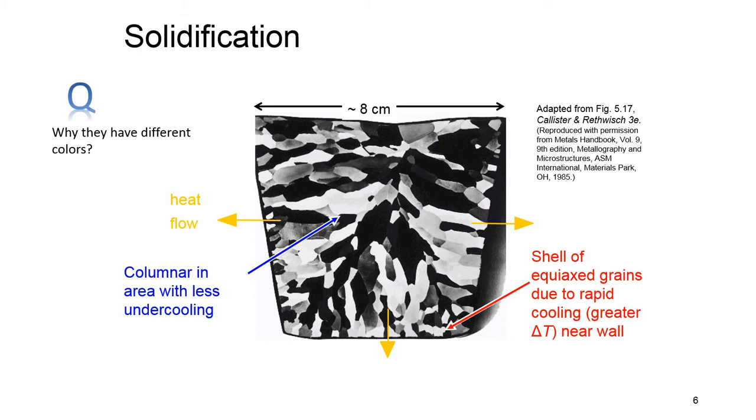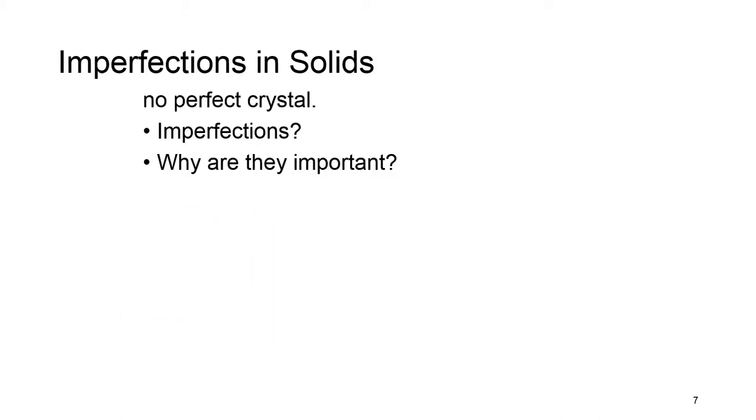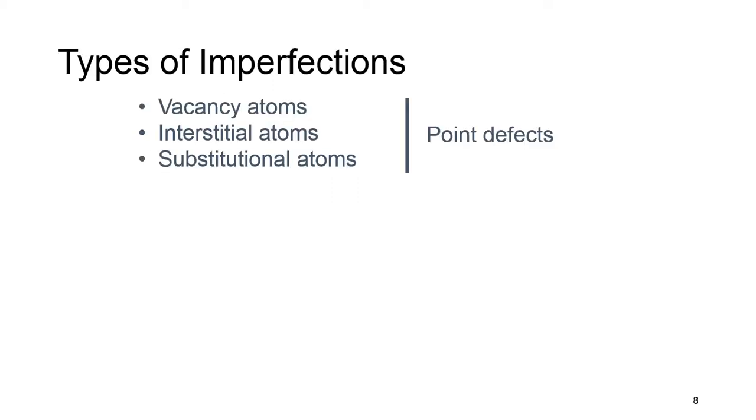Bear in mind that this solidification may result in some disorder and imperfection in this solid. That's why, of course, there is no such thing as a perfect crystal. But we want to know what these imperfections are that are created during the solidification. We will talk about it, and about why they are important. Remember that many of the important properties of material are due to the presence of imperfections. But what are the types of imperfection? There are three types of imperfections.